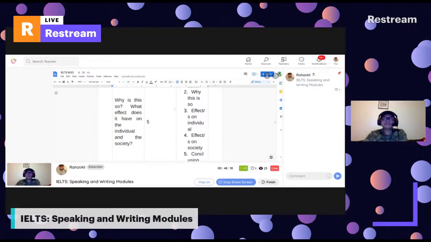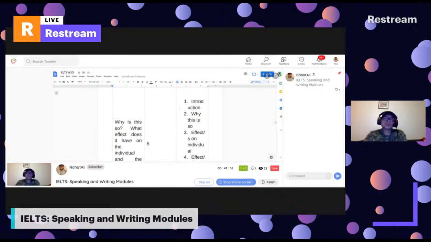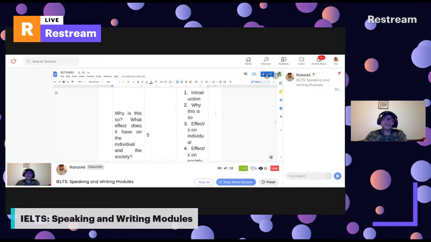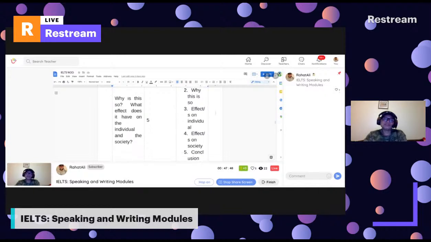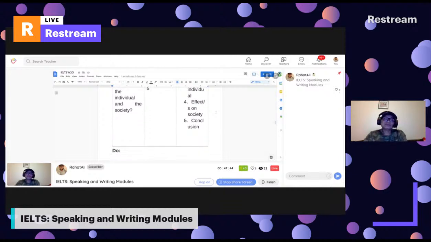If the essay says, why is this so? What effect does it have on the individual and the society? So we have to write 5 paragraphs. Number 1, introduction. Number 2, why this is so. Number 3, effects on individual. Number 4, effects on society. Number 5, conclusions.